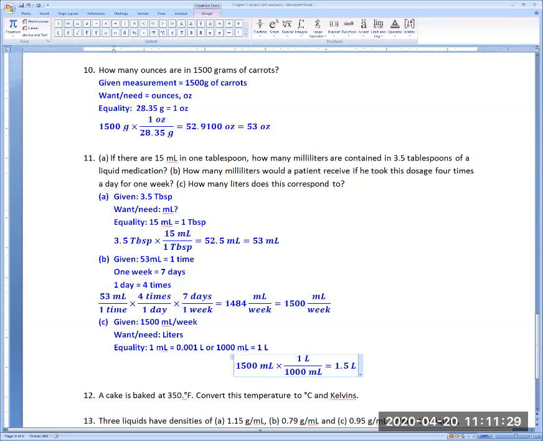Is it correct as far as sig figs are concerned? 1.5. So should we keep it like this or not? Yes, it's correct because 1,500 milliliters has 2 sig figs. The 1 liter is exact. The 1,000 milliliters are exact. I told you earlier, the metric prefixes are all by definition set to those values, so they are exact. It's exactly 1,000 milliliters in 1 liter. So these are not limiting. So 2 sig figs in the given, so you need to keep 2 sig figs in the final answer, and 1.5 is 2 sig figs.